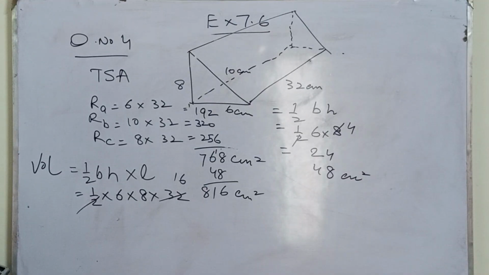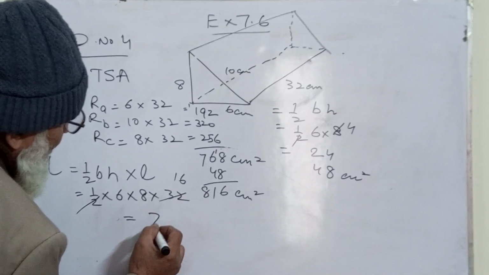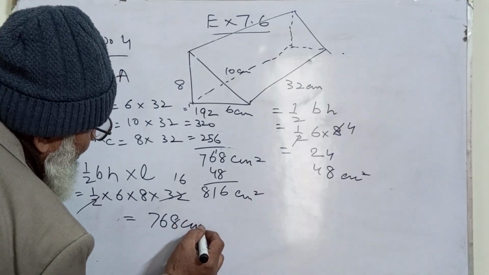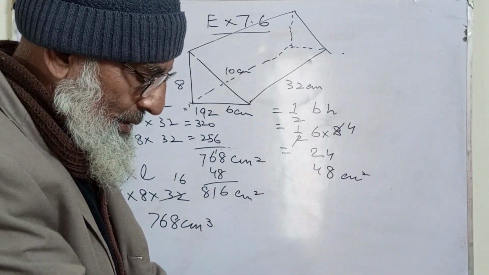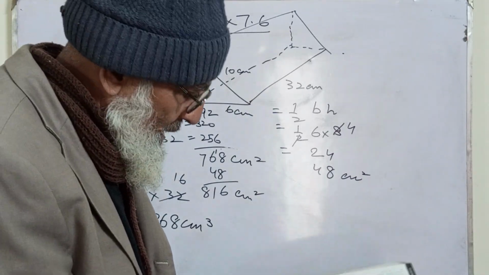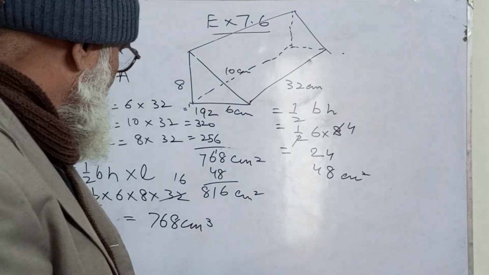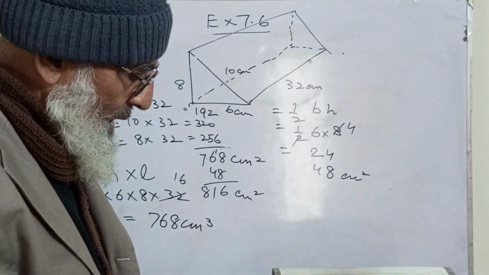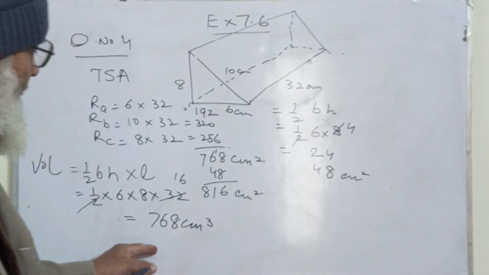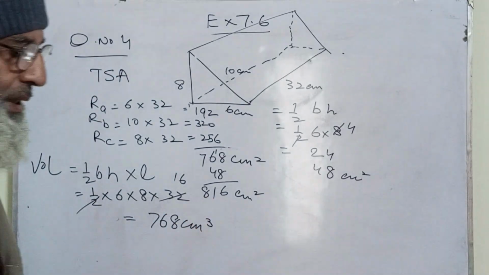48 multiplied by 16 is equal to 768 centimeter cube. Okay, now check the answers. Are we correct or not? 816 centimeter square, okay, and 678. Okay, now this is correct, both answers are correct.